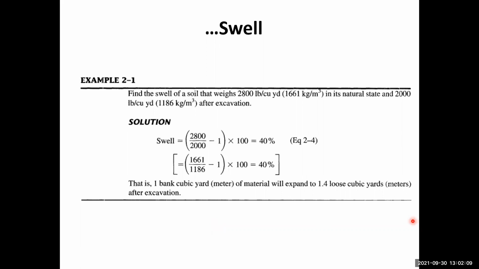Sorry, Professor, can you please explain this phenomenon again? I mean, the bank condition is when the soil is not excavated. Yes. Bank condition is the unexcavated natural condition. I did not understand how. Can you please re-explain it? You understand that the bank condition is the natural condition, right? The swell, I mean, swell. I cannot understand. How does it happen?